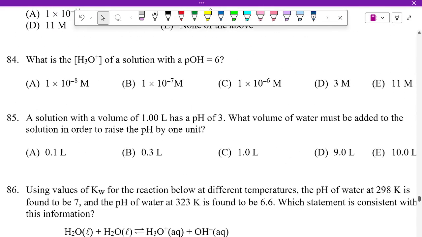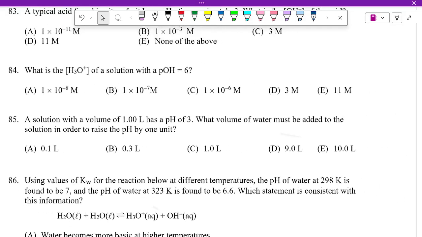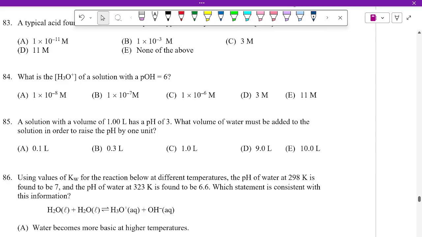Okay, a solution with a volume of 1 liter has a pH of 3. What volume of water must be added to the solution to raise the pH by 1 unit? Okay, so we have 1 liter of solution, and the pH is equal to 3. What is our hydrogen ion concentration?